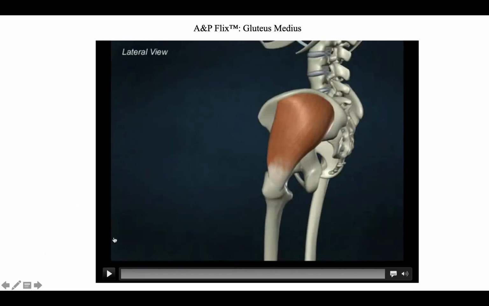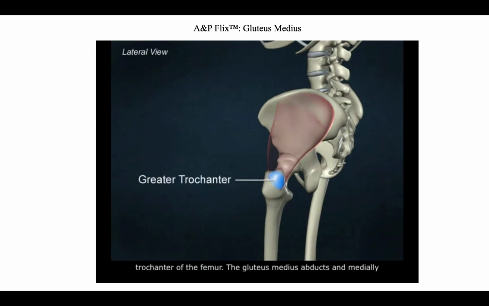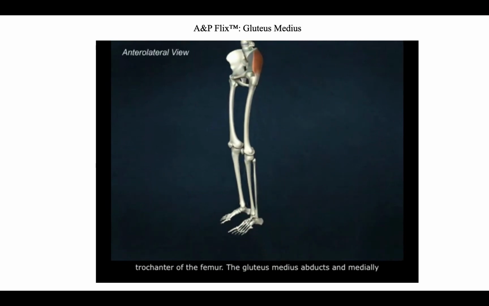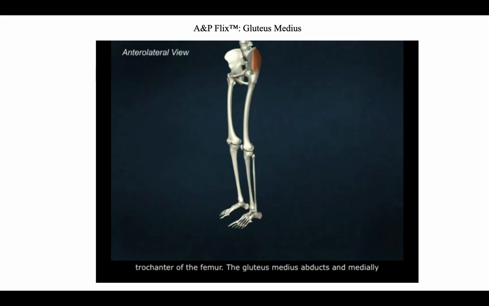Okay, this one is the medius. The origin of gluteus medius is from the posterior ilium, inferior to the iliac crest. The insertion is to the lateral surface of the greater trochanter of the femur. The gluteus medius abducts and medially rotates the thigh. Along with gluteus minimus, it also stabilizes the pelvis laterally. It is innervated by the superior gluteal nerve.